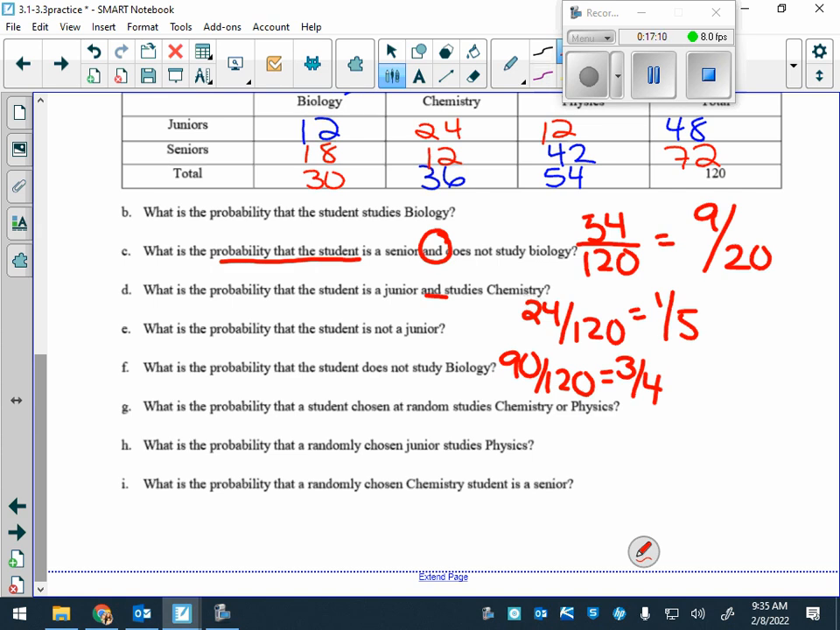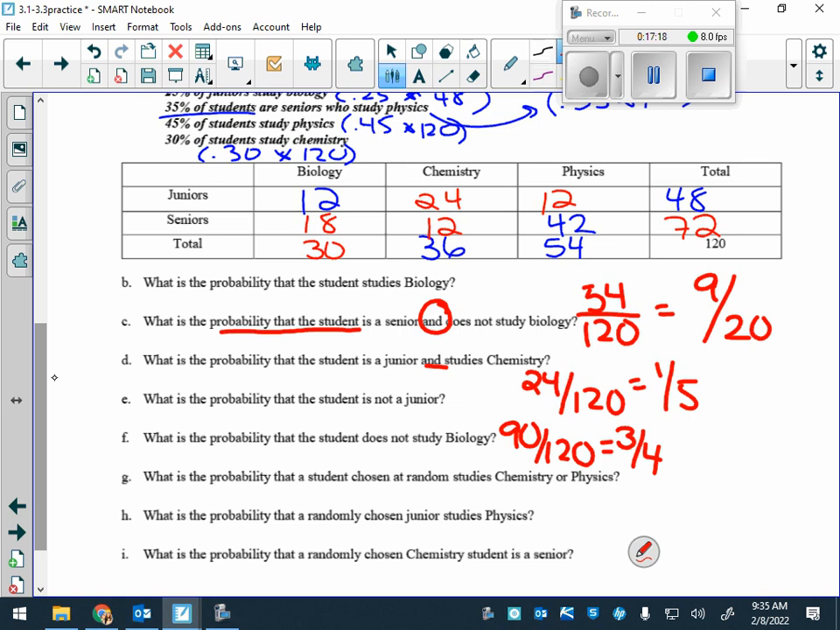Then they ask you a different way. What is the probability the student chosen at random studies chem or physics? Again, 90 out of 120, which is 3/4, which is correct on the board. Then for H, what is the probability that a randomly chosen junior? So now it's narrowing the playing field. Randomly chosen junior, so the denominator is going to be 12. Studies physics. So 12 out of 48 is 1/4, which is correct on the board.